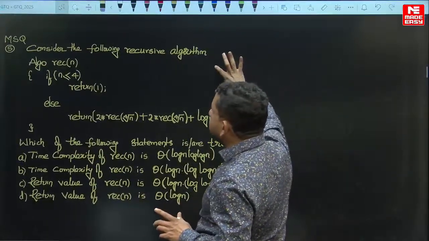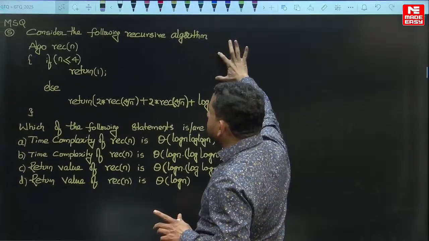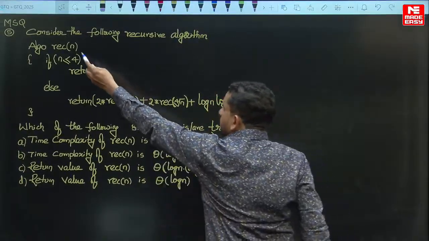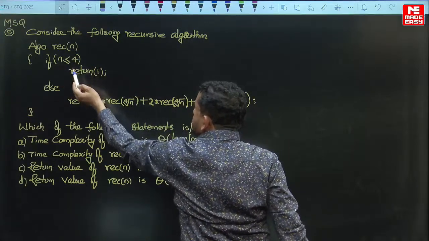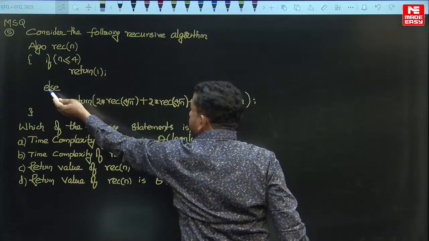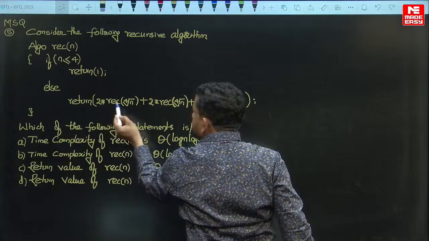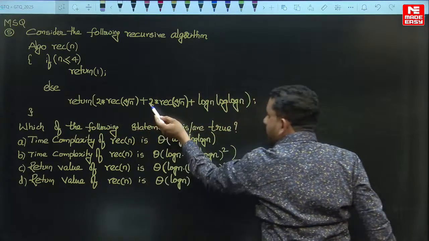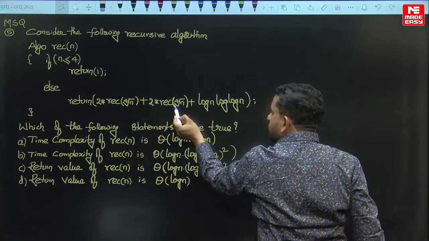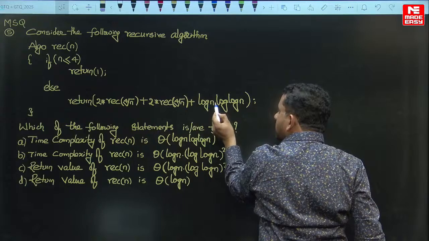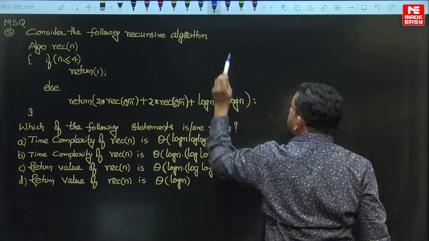It is one of the recursive algorithm. Recursive of n: if n is less than or equal to 4, return 1. Else return 2 times recursive of 4th root of n, plus 2 times recursive of 4th root of n, plus log n multiplied with log n.